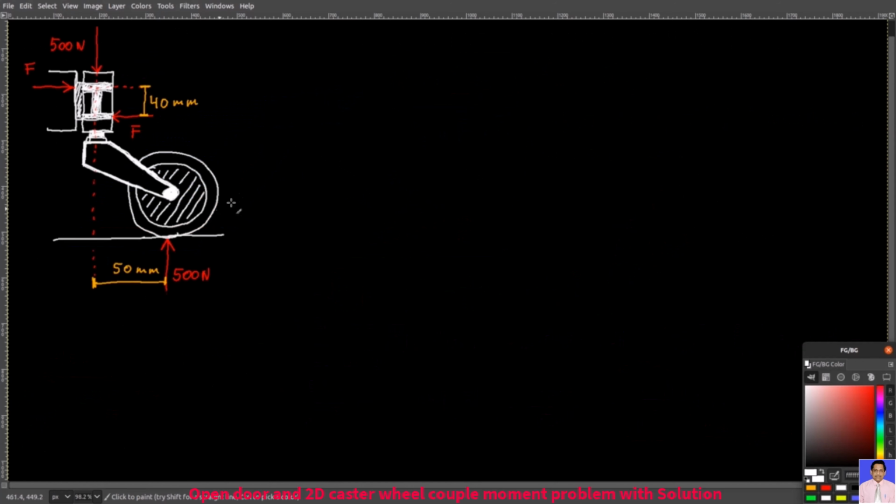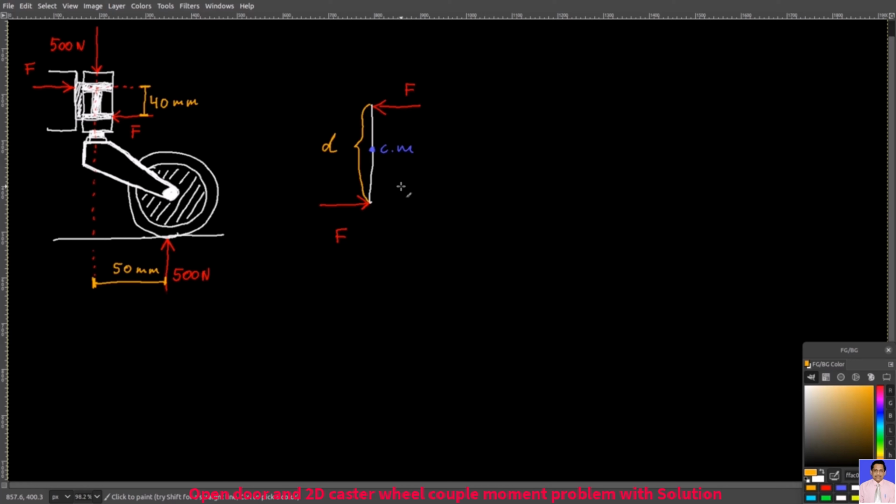I have a caster wheel here. It experiences a 500 Newton force from up and down. The perpendicular distance between their lines of action is 50 millimeters. If you remember, then we earlier had a rod that was subject to two forces with equal magnitudes but opposite in direction. So this was F and this was F. And then the length of the rod was d meters.